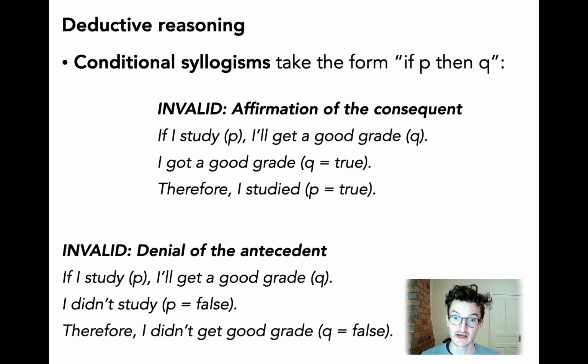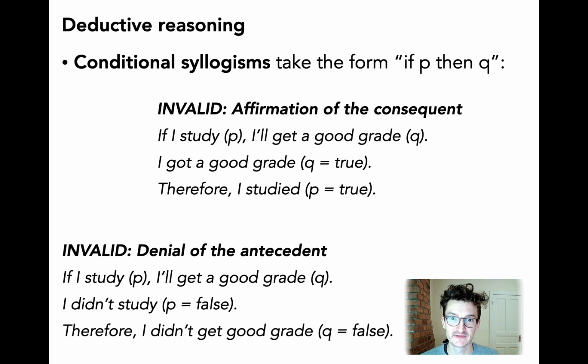Now there are also invalid forms. The first is known as affirmation of the consequent. If Q is true, this doesn't really tell us anything. We can't come to some logical conclusion. If I study, I'll get a good grade. You got a good grade. Does that mean that you studied? Not necessarily. You may have studied, you may not have studied.